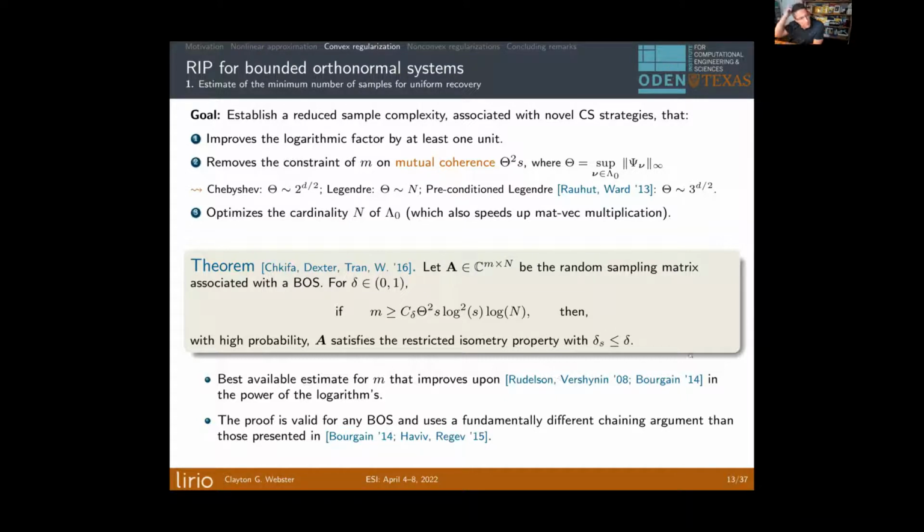Okay, as I pointed out, this is the current best available estimate, which improved the log factors from a set of papers, very impressive papers. And the proof itself is true for any bounded orthonormal system. And the way that we achieved it, I won't go through the details, but there's a chaining argument which we used, which, in our opinion, was fundamentally different than the ones presented in the past. And you can take a look at this paper to see the details.